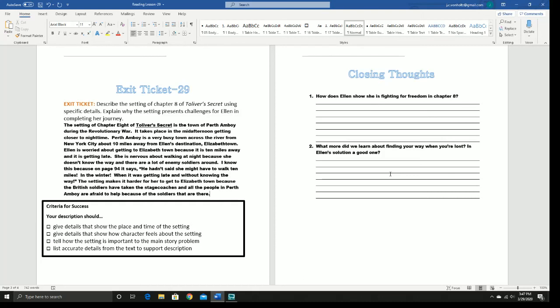And then in the beginning, we talked about a time when we got lost. And so the very last slide says, what more did we learn about finding your way when you're lost? And is Ellen's solution a good one? Take a minute now to think about how that connects to your life.